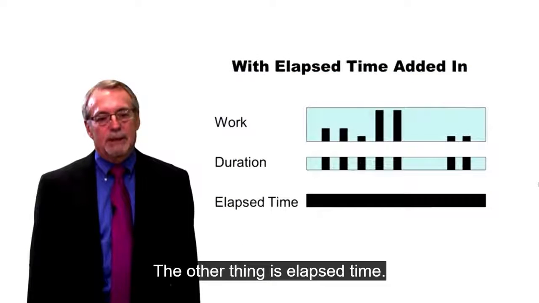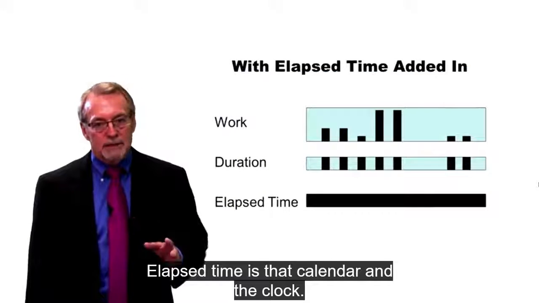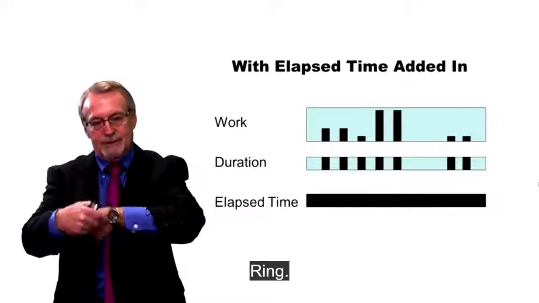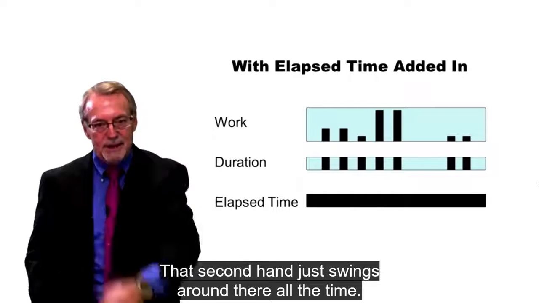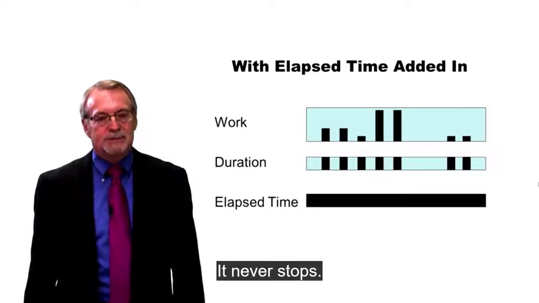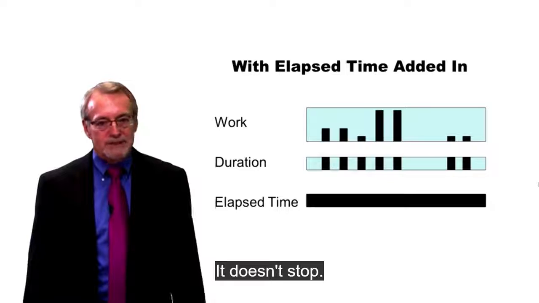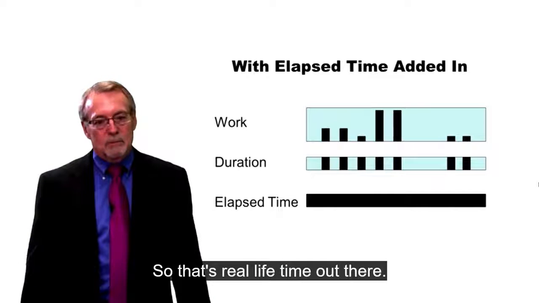The other thing is elapsed time. Elapsed time is that calendar and the clock. That clock, that second hand just swings around there all the time. It never stops. The calendar, you tear a page off of that calendar and throw it away every day. It doesn't stop. So that's real life time out there.